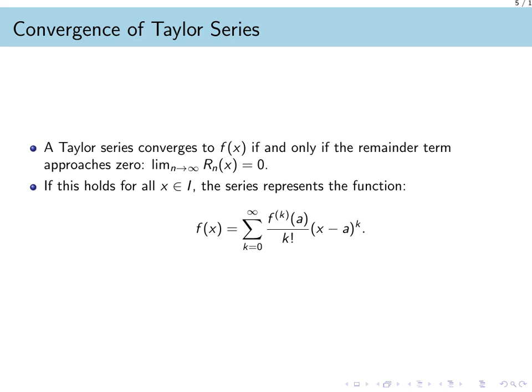This provides a clear and essential condition for convergence. The limit of the remainder term, r sub n of x, must be 0 as n approaches infinity. If this condition holds for all x values in a given interval, then we can confidently state that the function is equal to its Taylor series representation on that interval. Therefore, to prove a function equals its Taylor series, we must show that its remainder term vanishes.